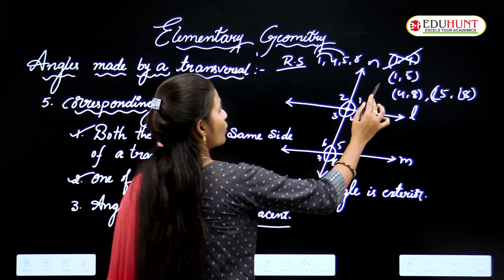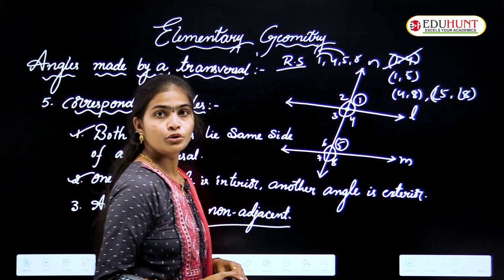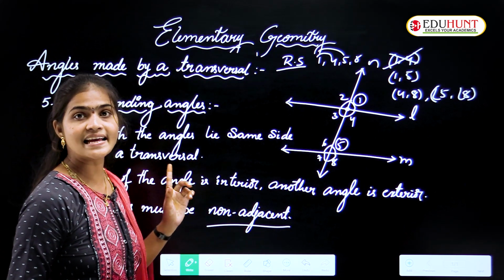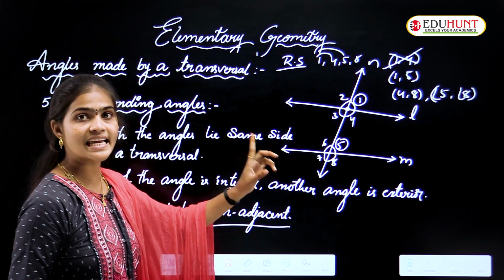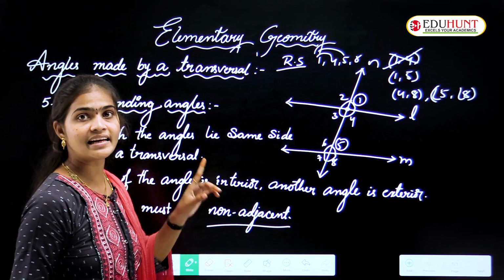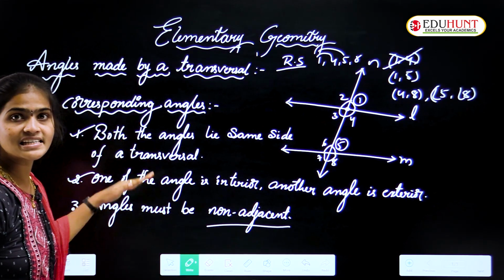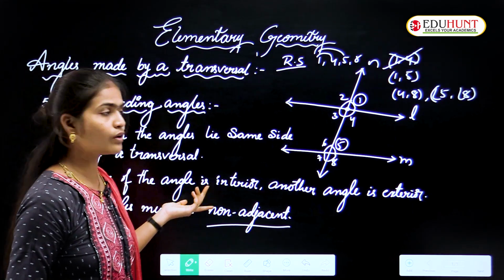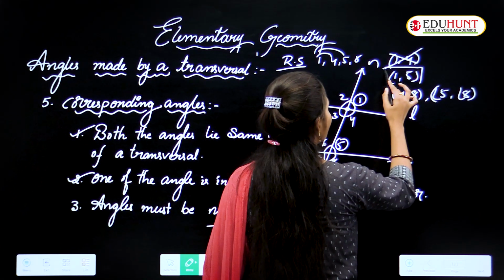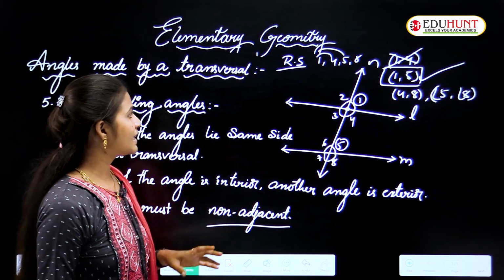Next, 1 and 5. Those two angles are non-adjacent angles and lie on the same side of a transversal. And of those two angles, one is interior and another one is exterior. So is that pair following these 3 instructions or not? Yes, that is following. So this is one of the pairs of corresponding angles. Okay. Come to the next one.